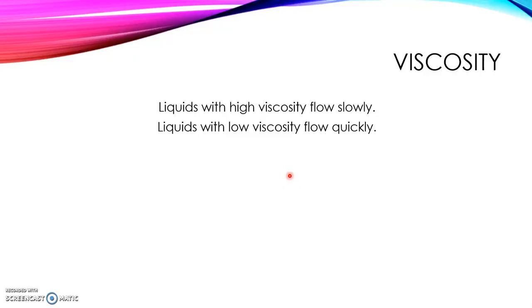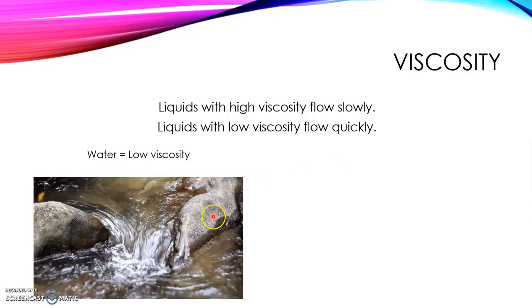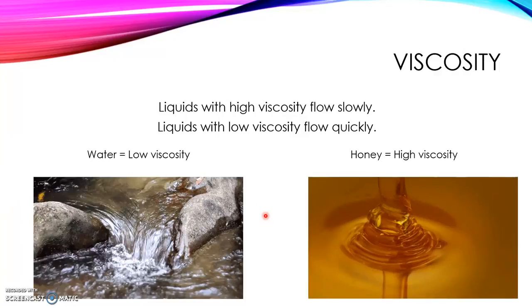Liquids with low viscosity don't have much resistance to flow. They flow very quickly. One example is water. Water has a low viscosity, it flows very quickly. Honey has high viscosity, so when you pour honey out of a bottle, it pours out much more slowly.